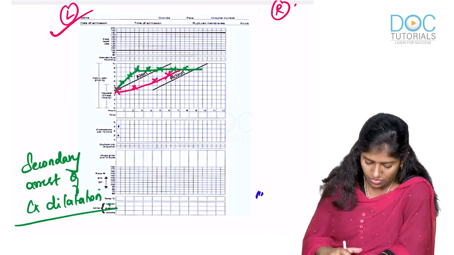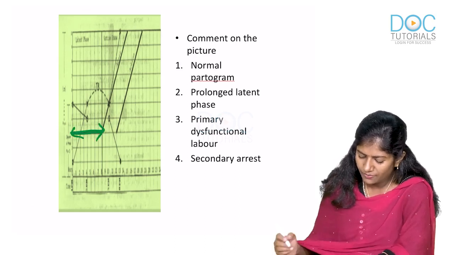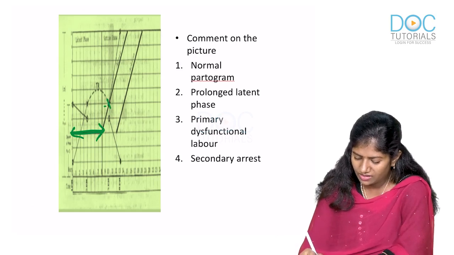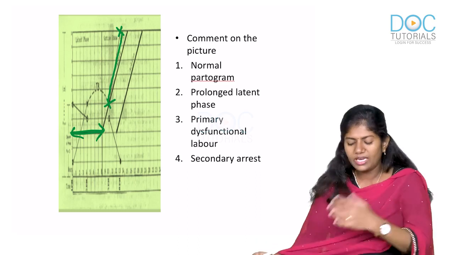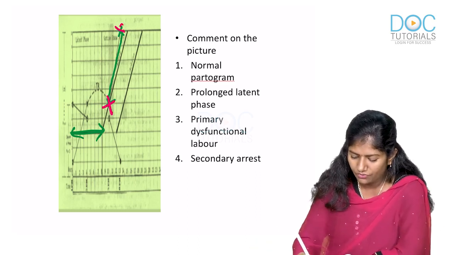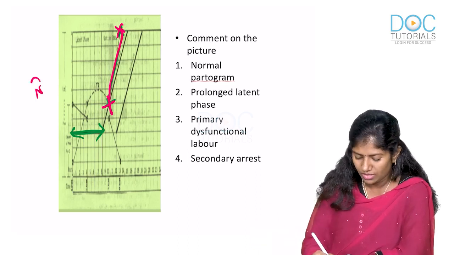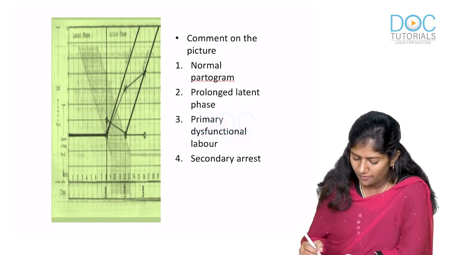Okay. So, now see this one. This is an old partogram where they have included a latent phase. And in the active phase, one X is here and the other X is here. The curve is like this. To the left or to the right? Yes, the curve is to the left of the alert line. So, this is a normal partogram.